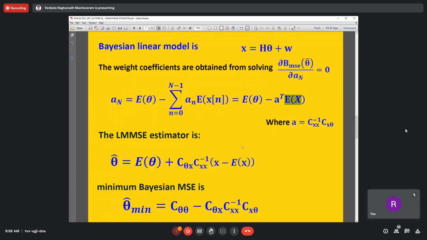So it is a dot product computation. The A vector is multiplied with E of X. E of X is an expectation, it is a number. So it is the expectation of theta minus A transpose, or A multiplied with A. How do you compute? It is Cxx inverse Cx theta, or Cx theta by Cxx. What is Cx theta? The covariance of your observed data vector with your original parameter. The denominator Cxx, the covariance of X with X, is nothing but variance. That is sigma X squared.